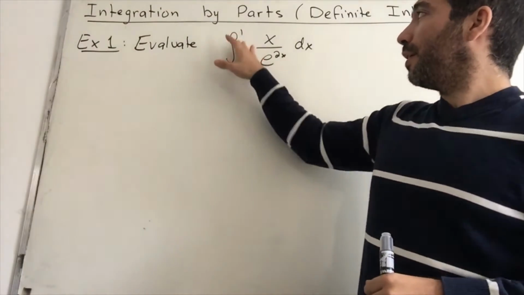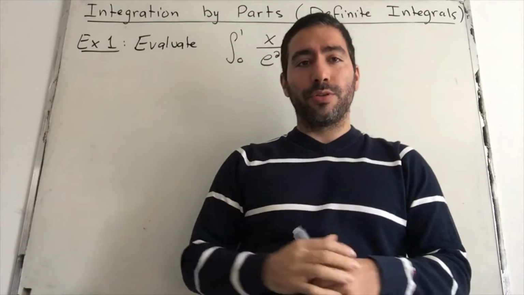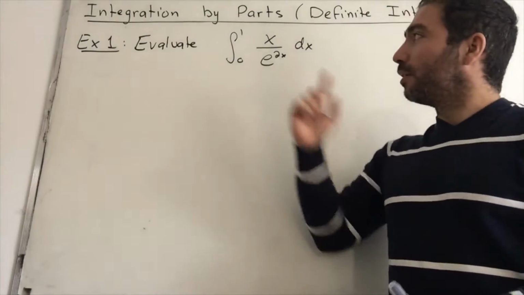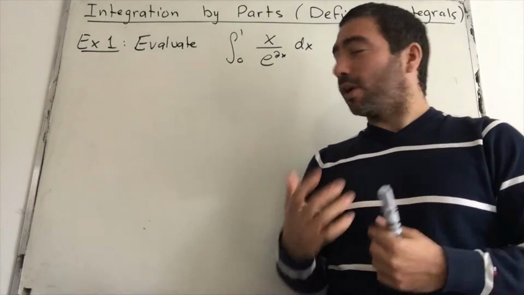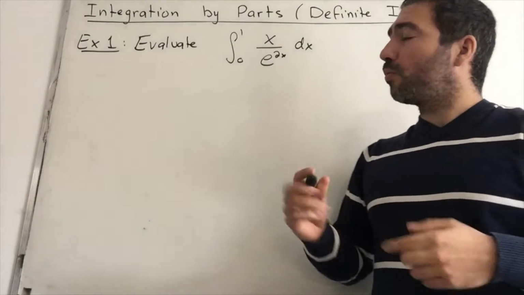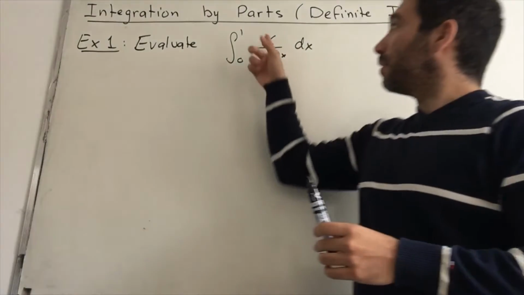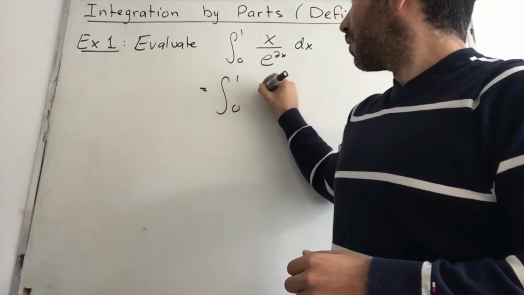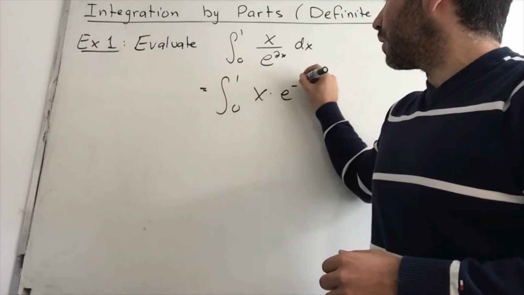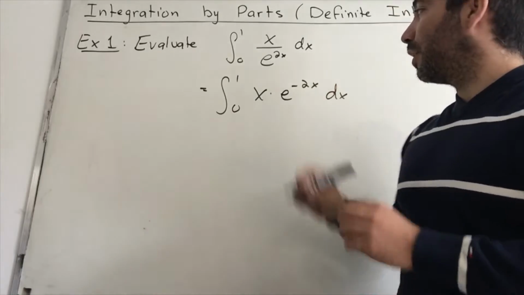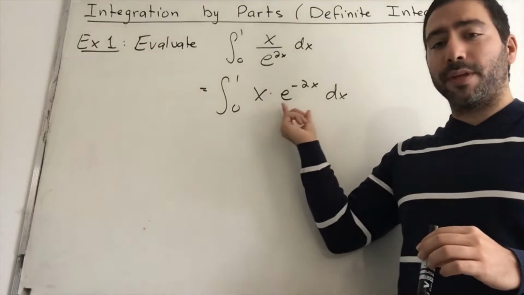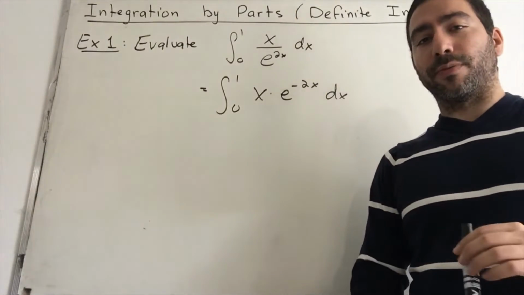Okay, so remember integration by parts, we're using it when we have essentially a multiplication of two different types of functions, but here we don't have a multiplication, we have a division. How do we deal with this? Well, one thing we could do is just rewrite the e to the 2x in the denominator, so we have the integral from 0 to 1 of x times e to the negative 2x. Okay, and now we can see we're dealing with an algebraic function and an exponential function.